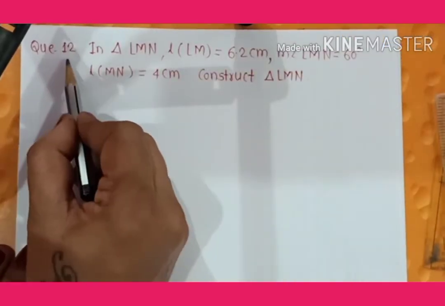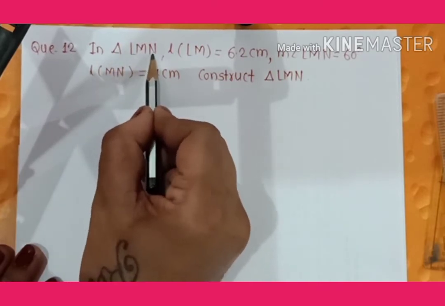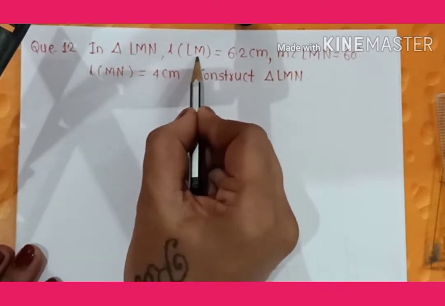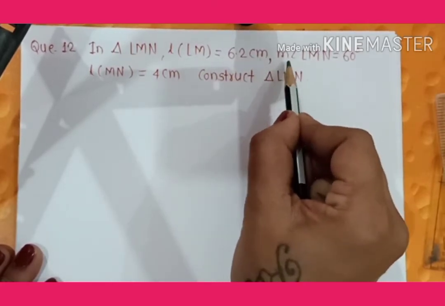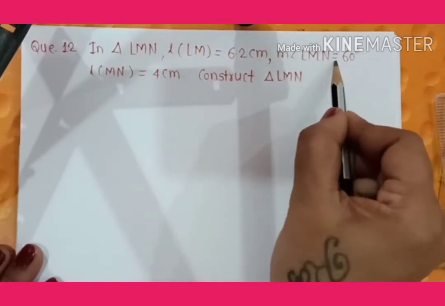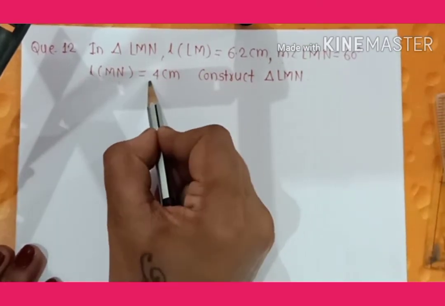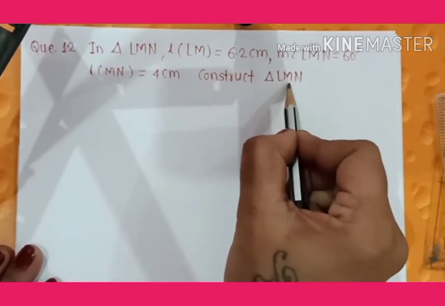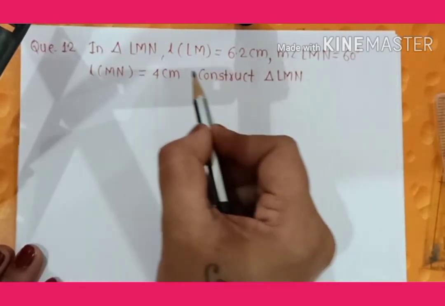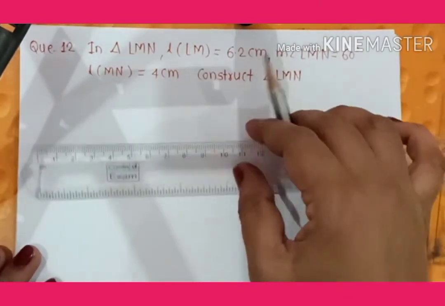Question number 12. In triangle LMN, length LM is equal to 6.2 centimeter. Measurement angle LMN is equal to 60 degree and length MN is equal to 4 centimeter. Construct triangle LMN. From this given information, first draw rough figure.